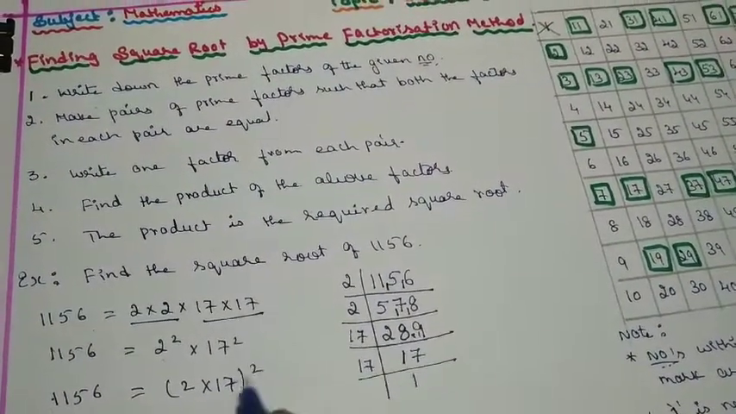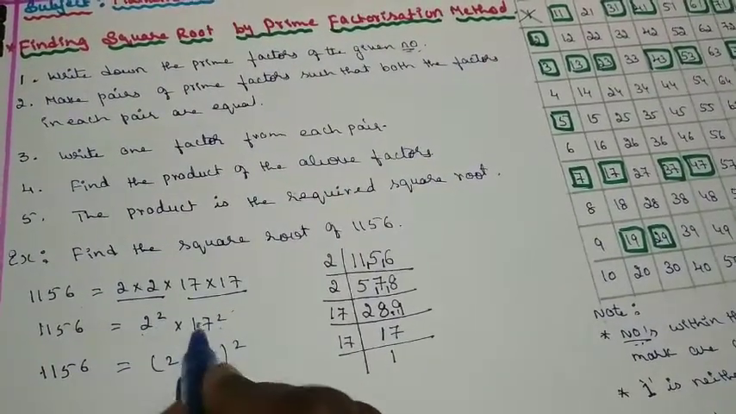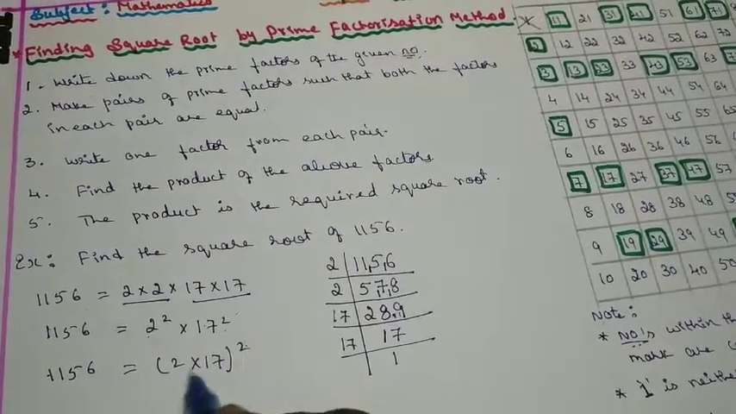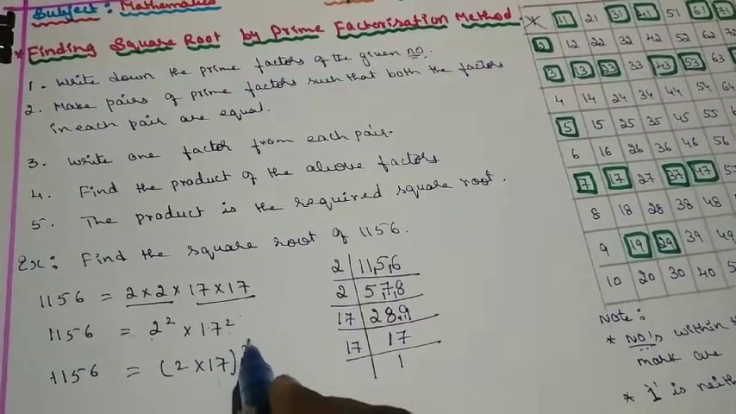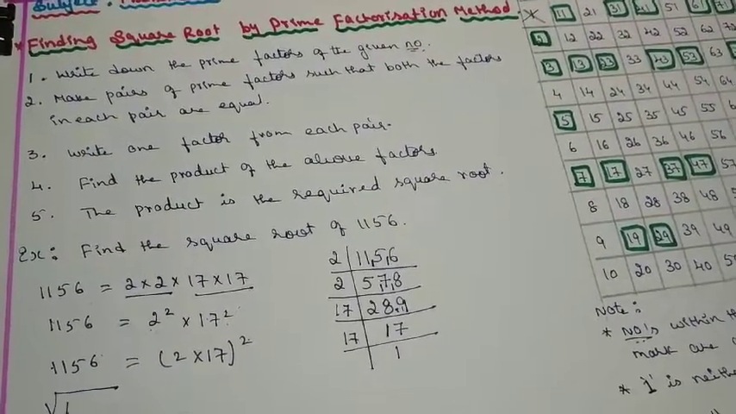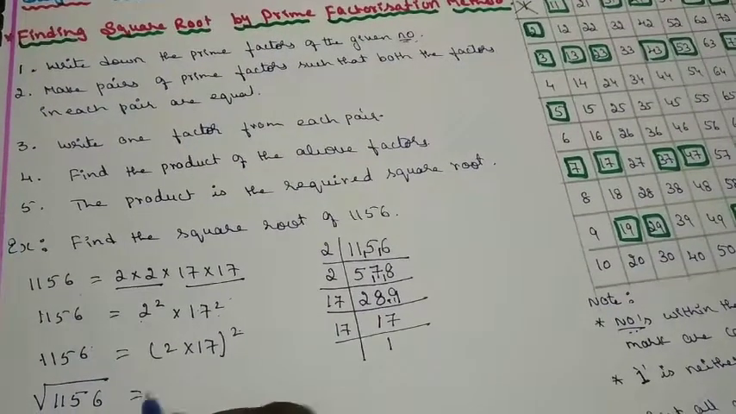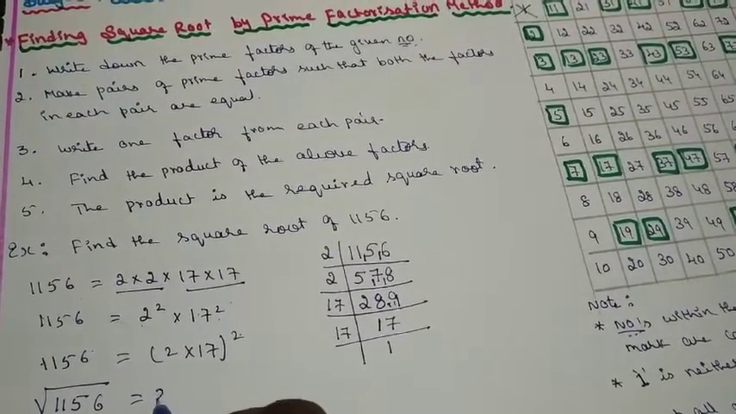Last year we learnt a power m into b power m is nothing but a into b whole power m. Therefore 2 into 17. Then square, sending to the other side, it becomes square root, which we learnt in the previous concept. That is square root of 1156 equal to, write only once, 2 into 17.